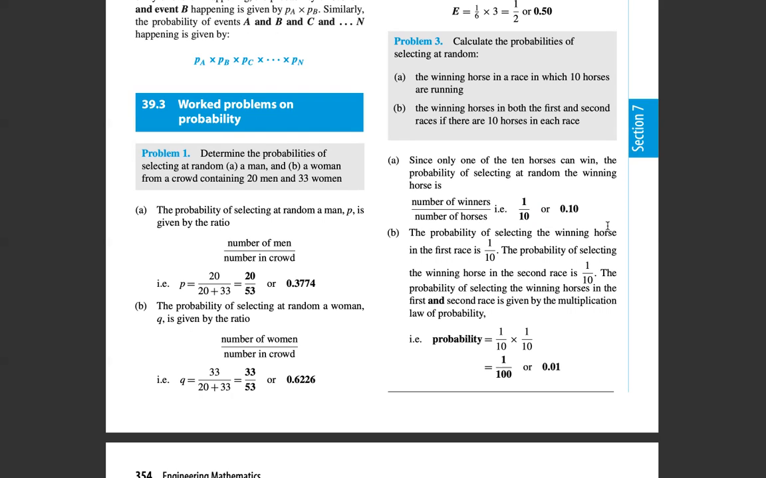The outcome of the first race doesn't affect the outcome of the second race, usually, right? So the probability of selecting winning horses in the first and second race, you have to multiply the events because it's "and". It's not "or". That's why we have 1 over 100 here.